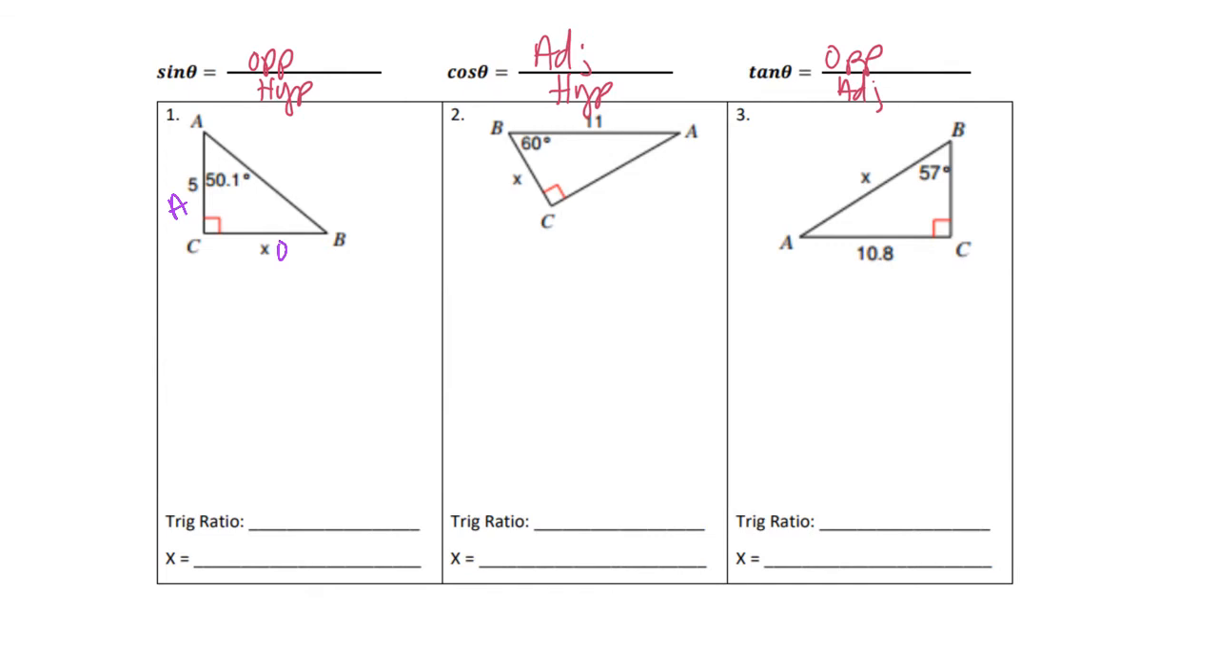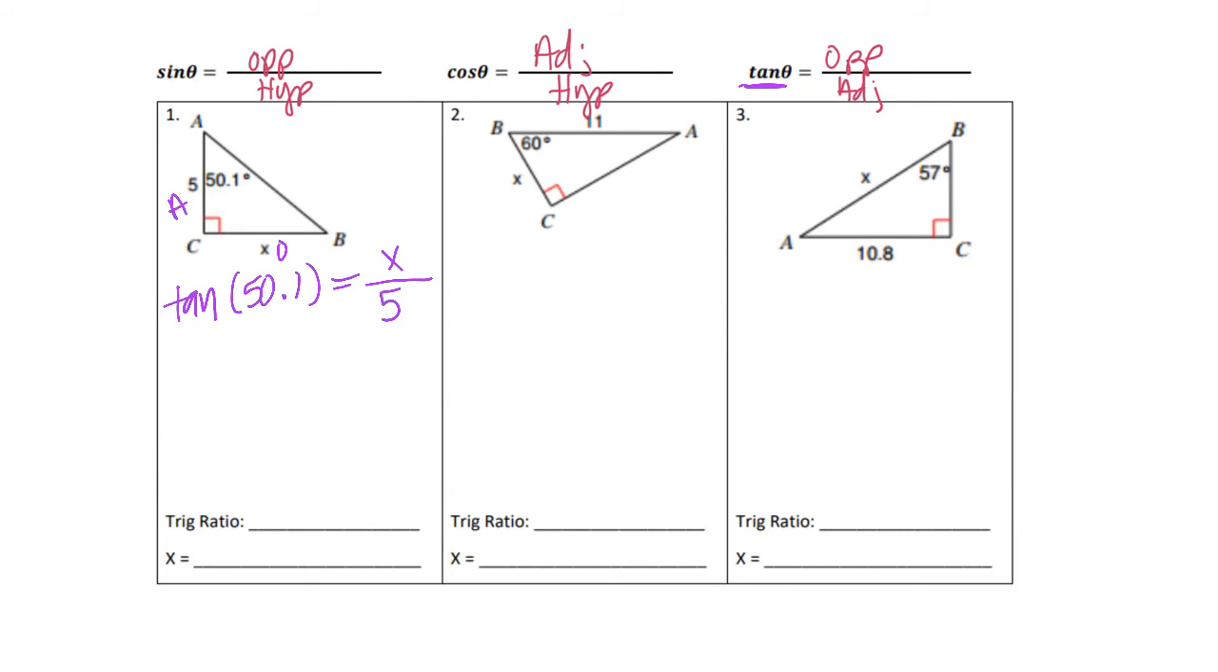We can't figure it out because we don't have the two legs to be able to figure it out using Pythagorean theorem. So what we are given is this angle on the inside to be able to find that other side of our triangle. So we have opposite and we have adjacent. Therefore, we have to use tangent because that's our only option. So we're going to say tangent of the angle that's given, which is 50.1, equals opposite, which is x, over adjacent, which is 5.